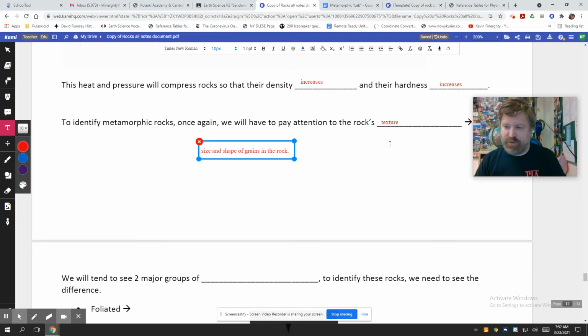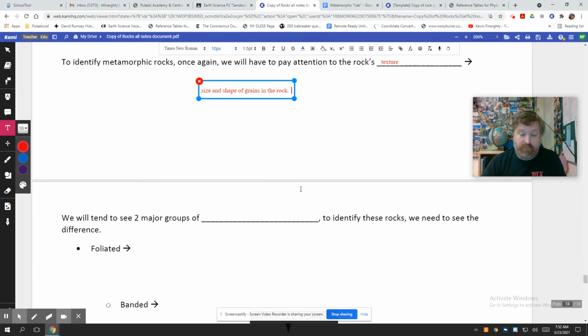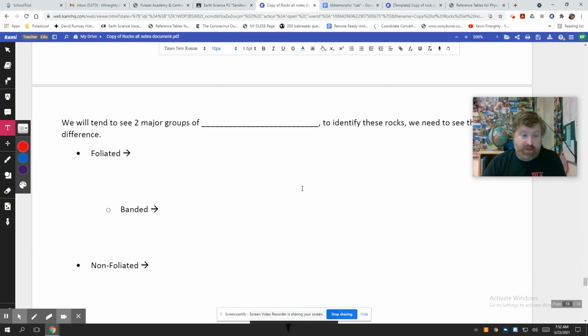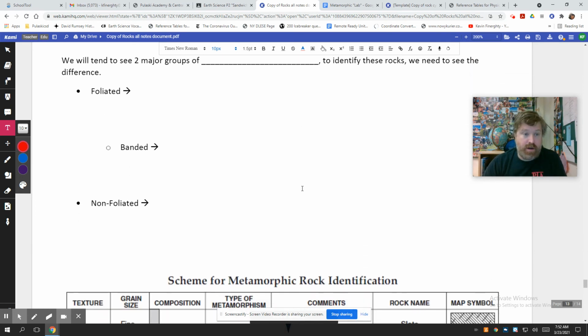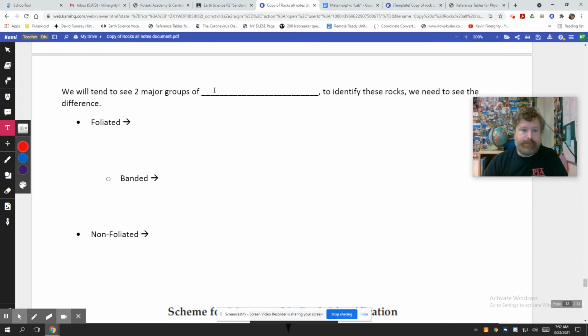I wish they just had a different word entirely for this, so that I didn't have to have this discussion every year. It just means a different thing to a geologist. The geologist says texture is this, the size and shape of the grains in the rock. That's what you'll be looking for. It's what you've already been looking for in the other 2 rock labs. So nothing too major there.